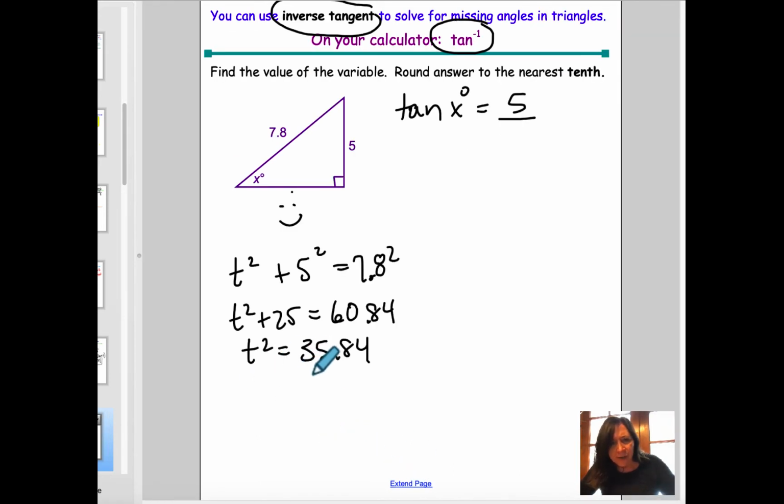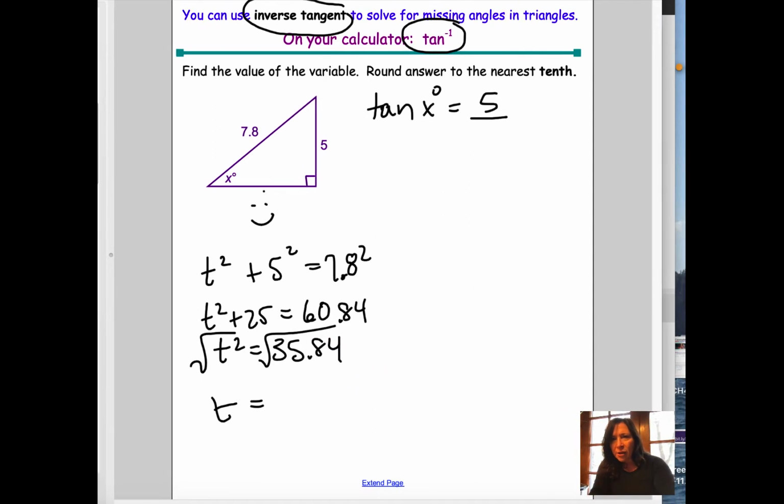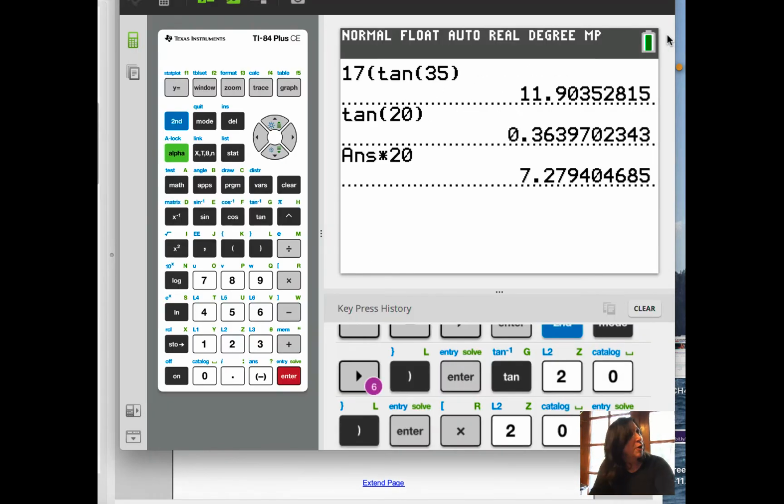35.84. I'm going to get that number, and can you bring me my charger, please? And then I'm going to square root both sides. And square rooting both sides right here, okay, is going to give me t equals, I'm going to take on my calculator, let me show you how you would do that, okay. You would take the square root of 35.84. You give me my charger, please.